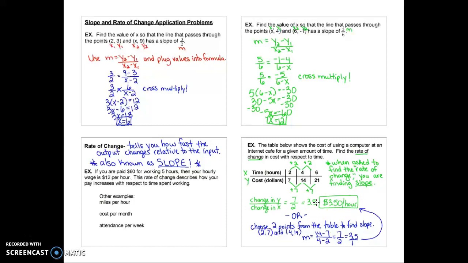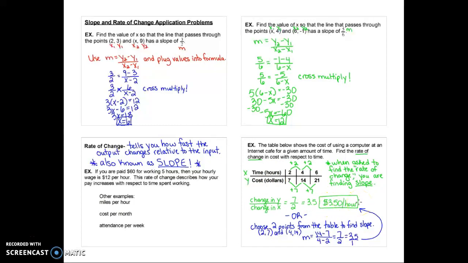Now remember, your y values were your cost, your dollars per hour. So it's $3.50 per hour. It was dollars over hour, so dollars per hour.